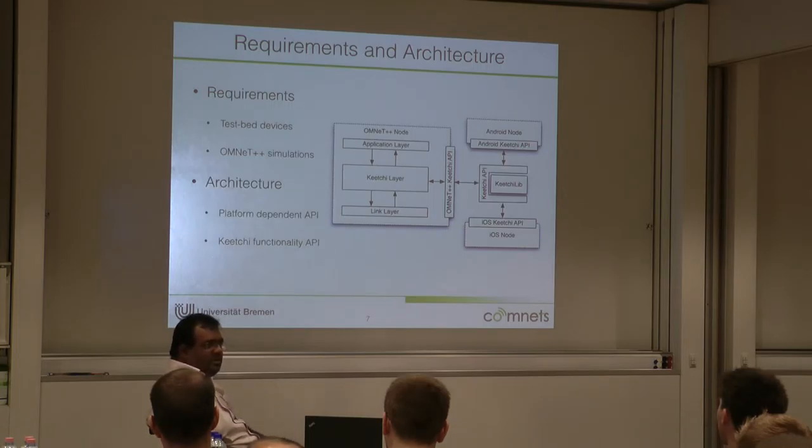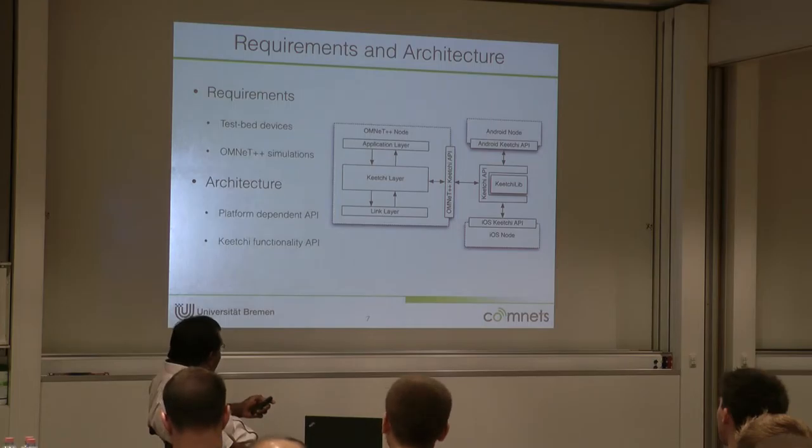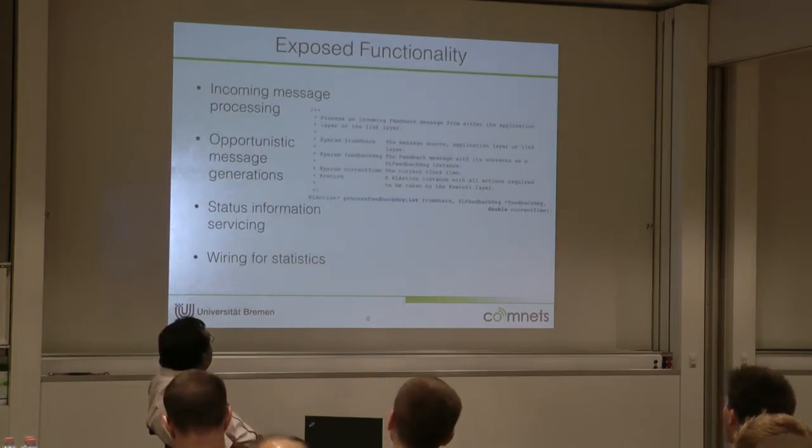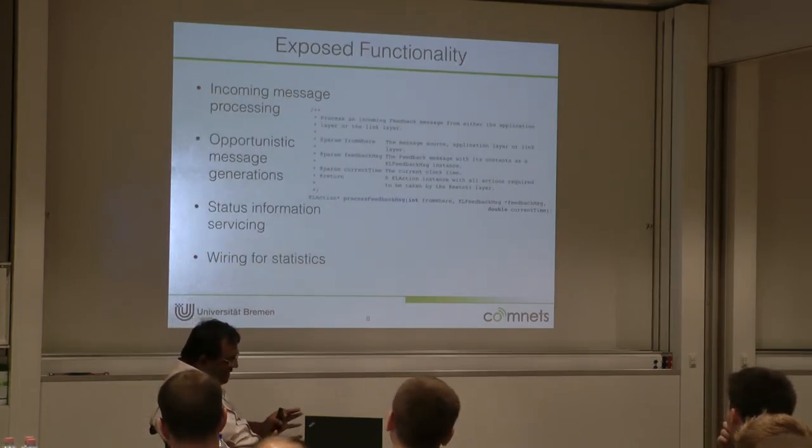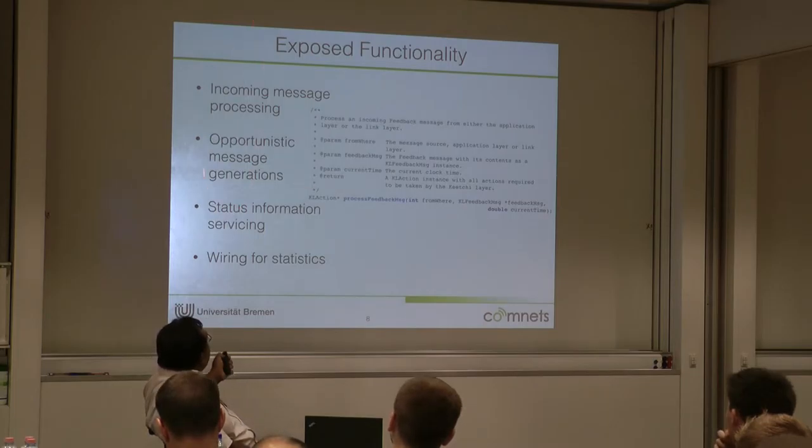We are building the functionality, and a lot of it is already available. When you look at the Keychi library, you see that we expose a set of functions for processing incoming messages and doing the opportunistic message generation, because it does the opportunistic networking. And of course, status information and wiring for statistics, specifically when you consider simulations.